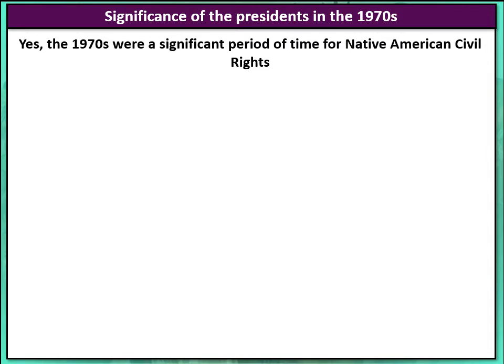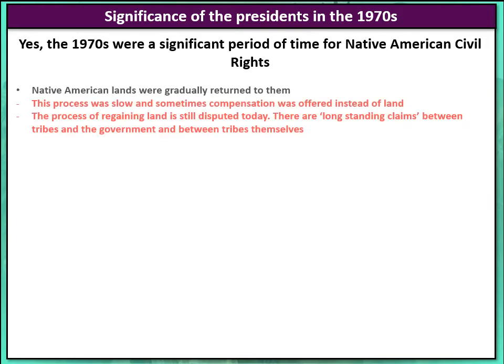To begin with, if we start with arguments that say the 1970s were significant, we might start here. One significant aspect of the 1970s was that Native American lands were gradually returned to tribes. This is significant because lands have been consistently taken away from tribes from 1865, the start of our course, onwards. However, we have to counter this slightly by saying that although this does happen, the process is very slow and often compensation is offered instead of the return of lands, and many Native American tribes reject this.